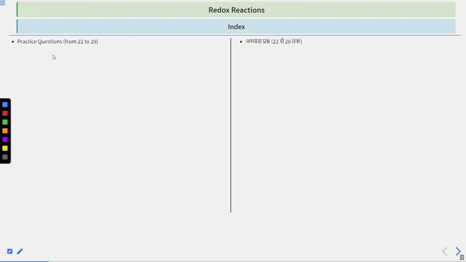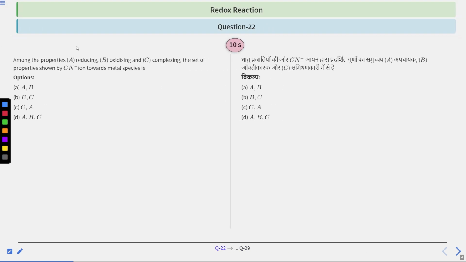So we will see some practice questions from question number 22 to question number 29. Let's start with question number 22.